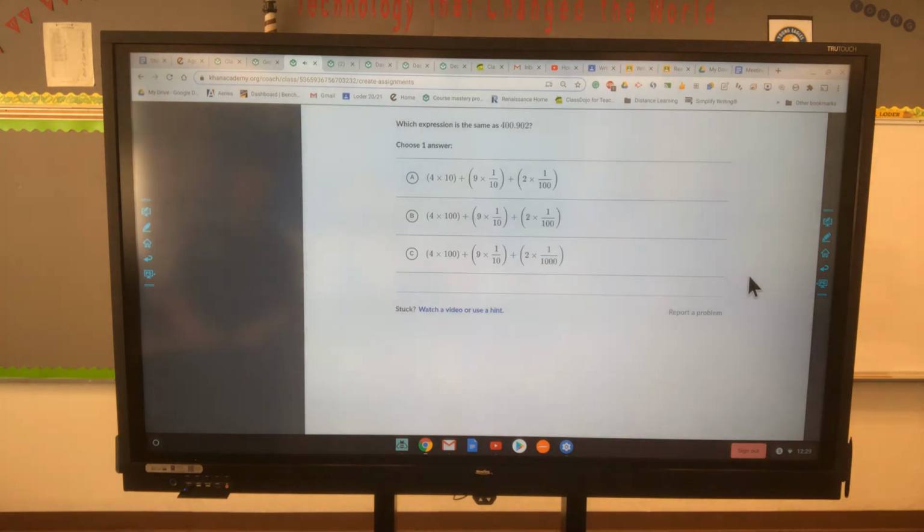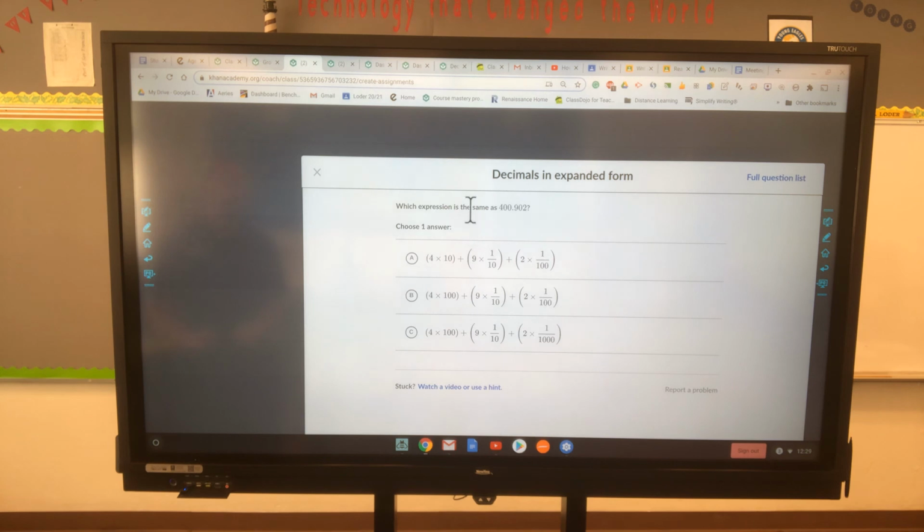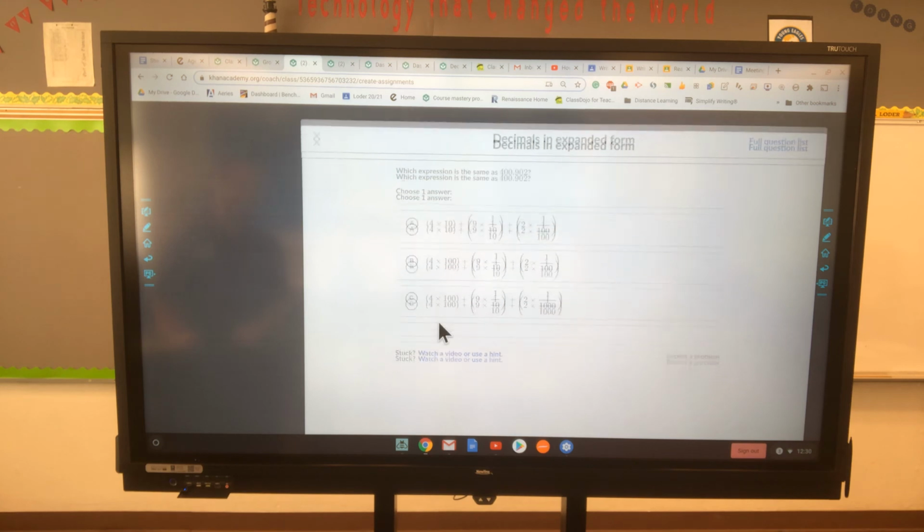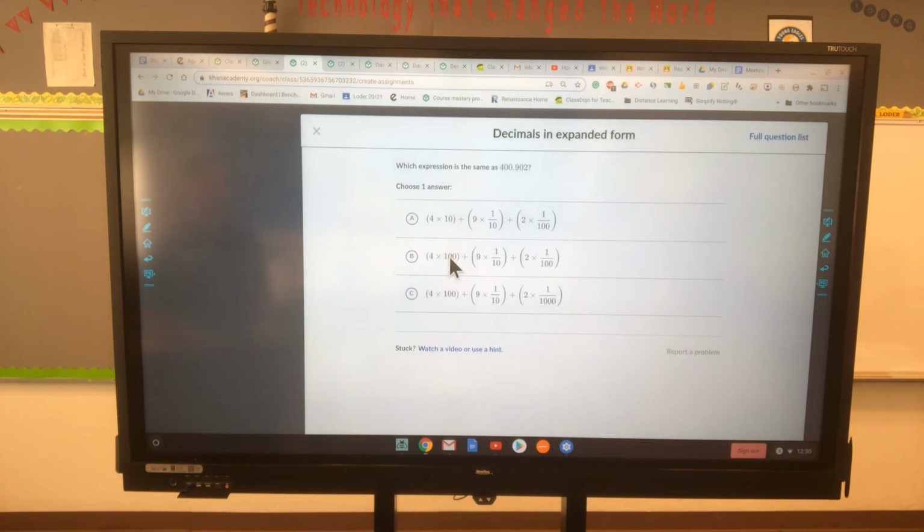And then we're going to finish this off. Which expression is the same as 400 and 902 thousandths? Okay, so right off the bat, we know that it's not this one, right? Because that's times 10. That would be 40. So we know it's down to these two. So I'm going to leave you with that. Go ahead and do those on your own. Good luck.